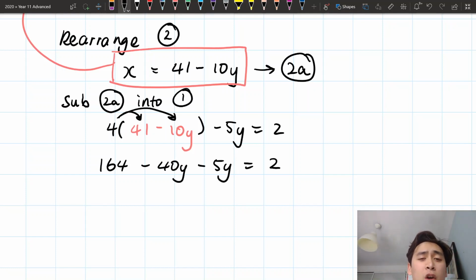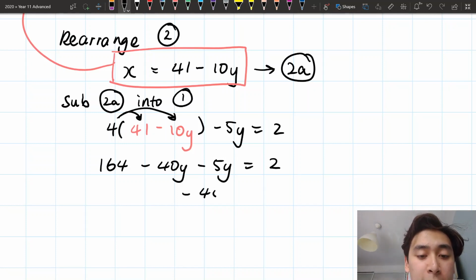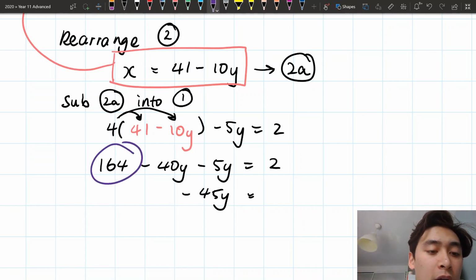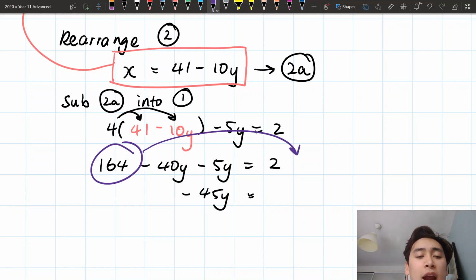Okay, I'm going to combine all my y terms on the left-hand side. So I'm going to get negative 45y is equal to, now this number over here, I don't want it over here. I want to move it to the other side. So if I move it to the other side, I subtract it.